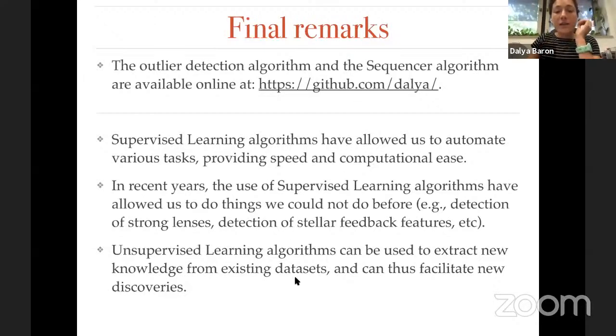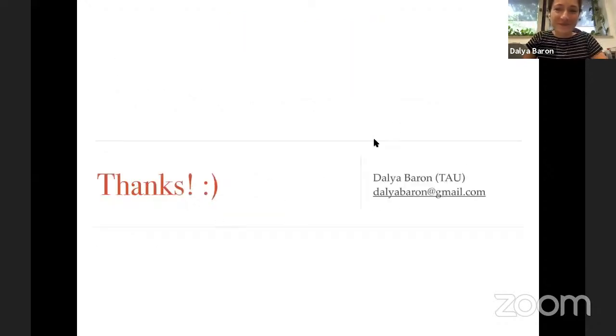The final thing I want to note is that unsupervised learning algorithms are also very interesting, and I really encourage you to try and apply them to your datasets, because they can be used to extract new knowledge from existing datasets, knowledge we did not have because we do not provide a target variable, and they can therefore be used to facilitate new discoveries. That's it. Thank you very much.